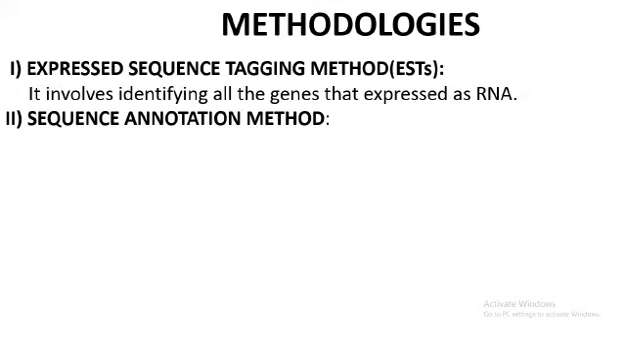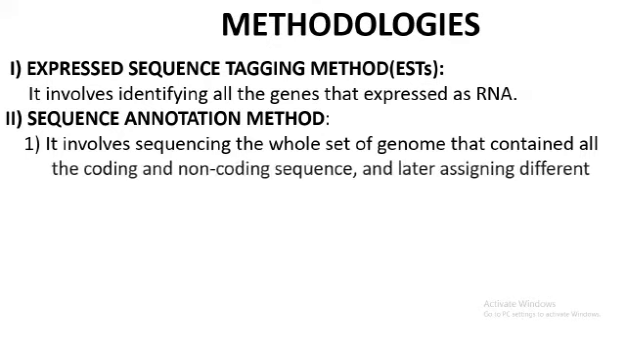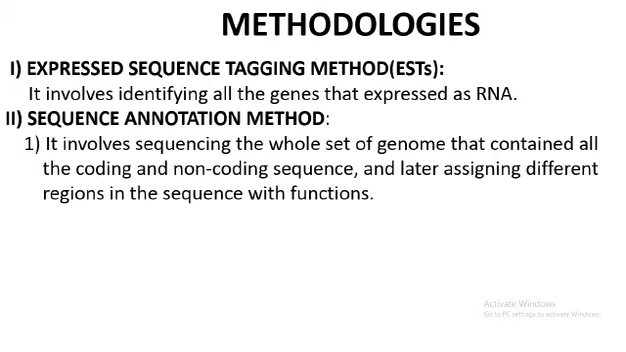The second method is the sequence annotation method. It involves sequencing the entire genome, containing all the coding and non-coding sequences, and later assigning different regions in the sequence with functions. In this method, we are not worried only about the genes which are expressed as RNA. I told you human genes contain introns and exons. So in this method, the first thing is that we identify genes, whether they are introns or exons, that is immaterial. We want to know all of it.